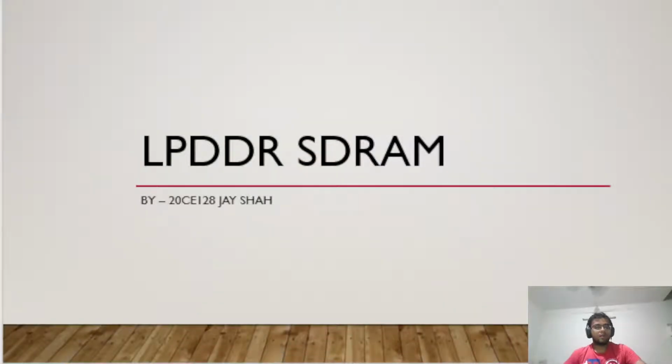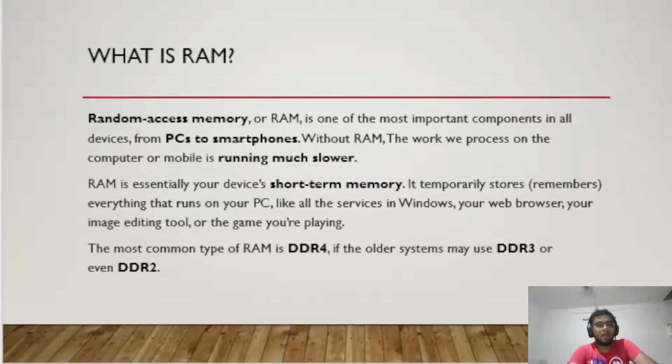Now, the basic term: what is RAM? The question will arise. First, what is a RAM? RAM is random access memory, one of the most important components in devices from PC to smartphone. The work we process on a computer or a mobile runs much slower when we don't use RAM. RAM is an essential device as it is a short-term memory.